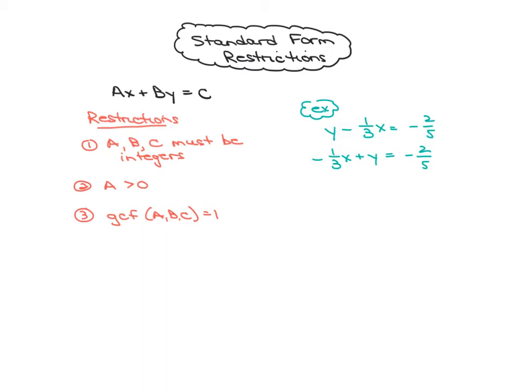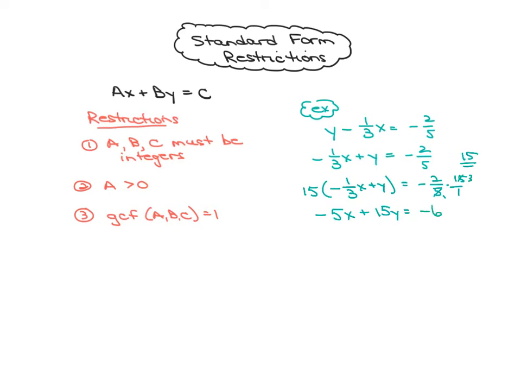I know that their lowest common multiple is 15. So I'm going to multiply both sides of this equation by 15, and that's going to clear those denominators, and I'll be left with integers. We've used this technique before when solving equations. 15 times negative 1/3 is going to be negative 5x. 15 times y is 15y. These divide out, 1, 3, and we're left with negative 6.